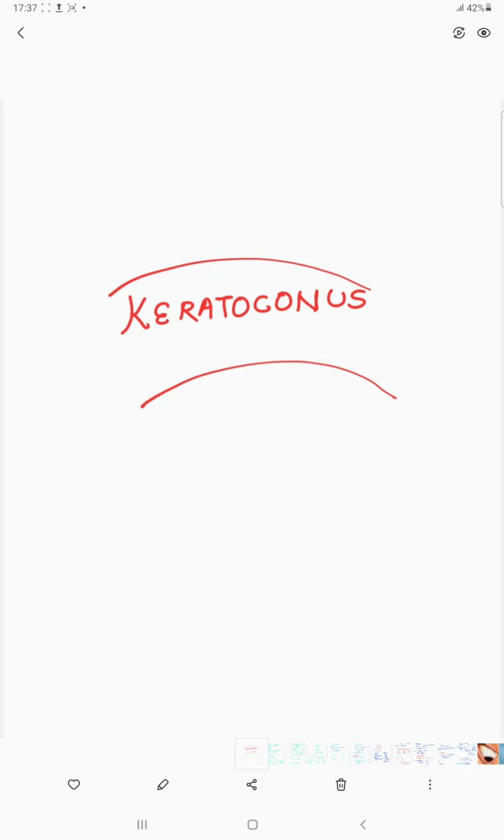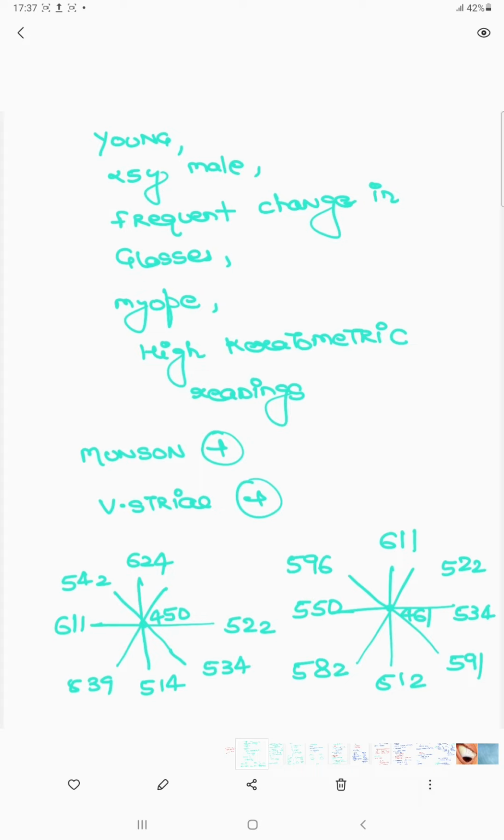Good evening everyone. Today I will discuss with you a case of keratoconus. A young male, 25 years old, presented to our OPD with a complaint of frequent change in glasses.